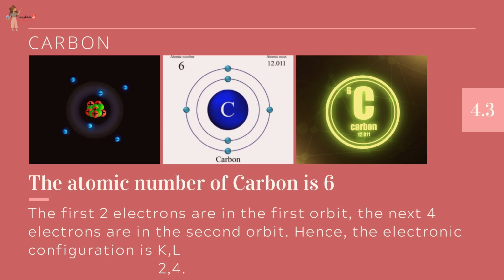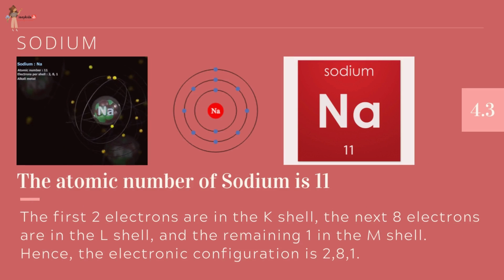The atomic number of carbon is 6. The first 2 electrons are in the first orbit or K shell. The next 4 electrons are in the second orbit or L shell. Hence, the electronic configuration is 2, 4. The atomic number of sodium is 11. The first 2 electrons are in the first orbit, the next 8 electrons are in the second orbit, and the remaining 1 is in the third orbit. Hence, the electronic configuration is 2, 8, 1.